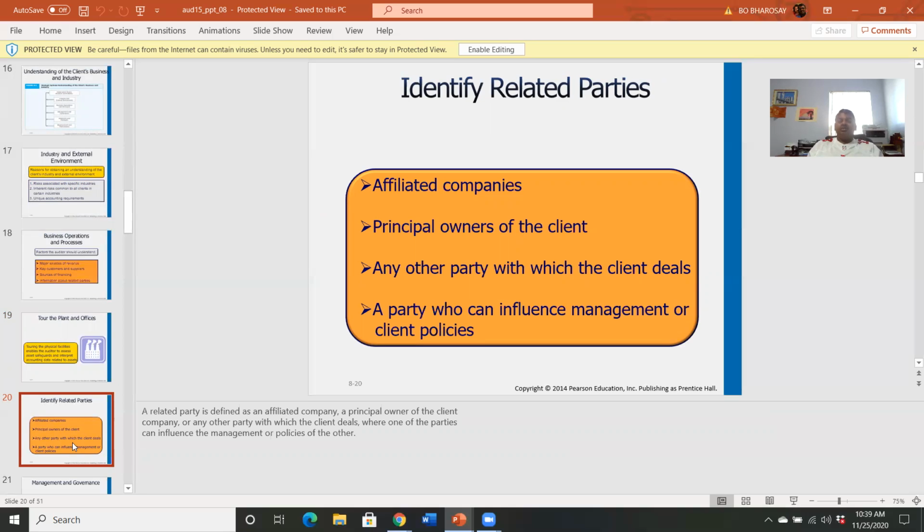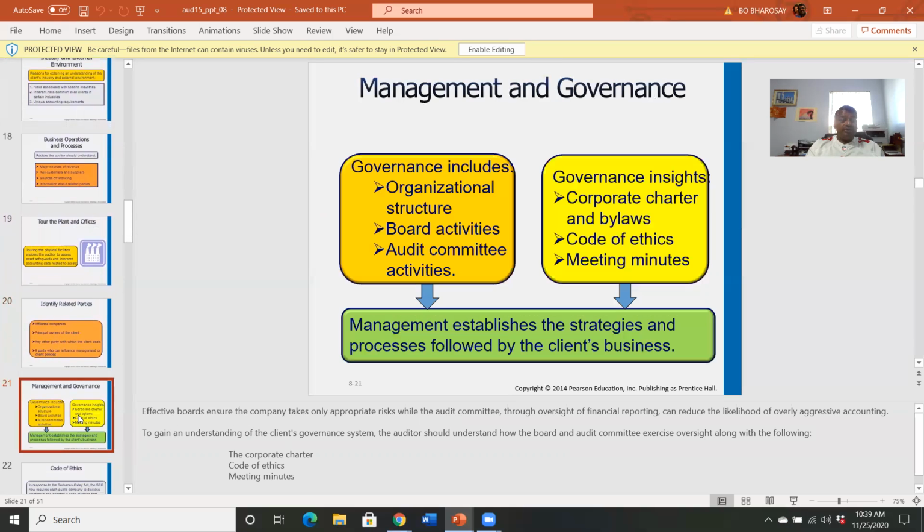Identify related parties: affiliated companies, principal owners of the client, any other party with which the client deals, or any other party who could influence contract terms are the related parties. Management and governance. Governance includes the organization structure and the board activities. In larger corporations, they have a separate audit committee that acts as an intermediary between the auditor and management. For governance insight, you look at the corporate charters and bylaws, you read their code of ethics, and you look at minutes of meetings.